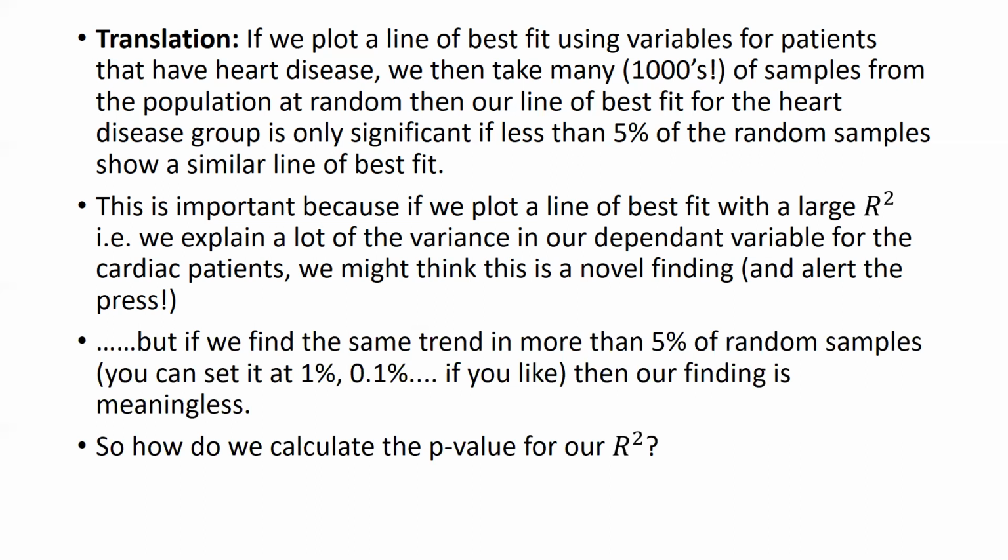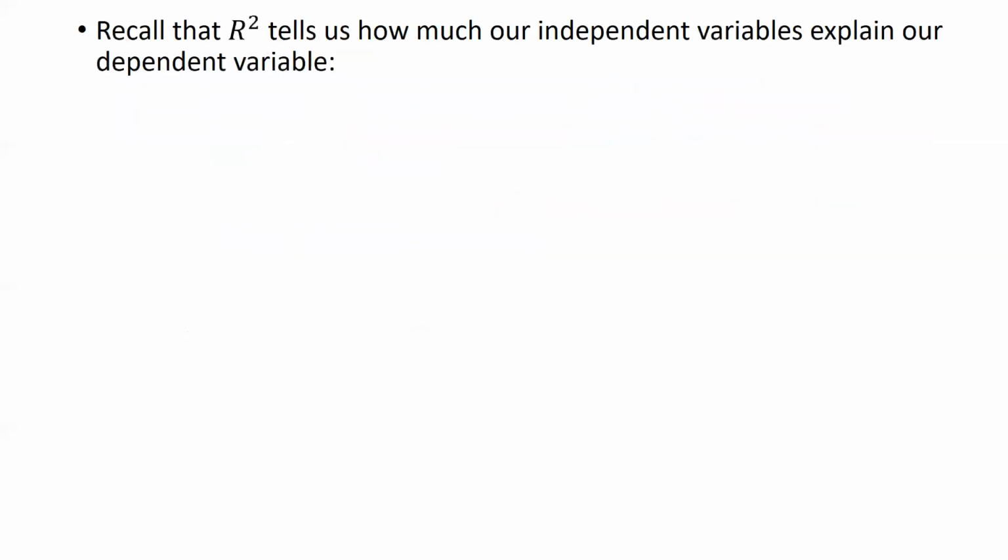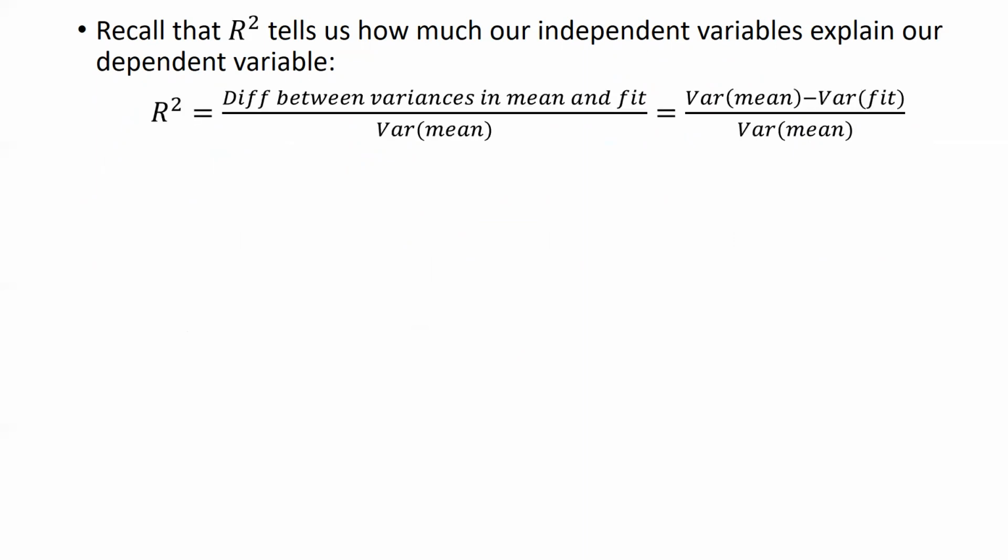So how do we calculate the p-value for our R squared? We know R squared tells us how much of the variance in the dependent variable is explained by our independent variables. So remember this: R squared is the difference between variances in the mean, SS mean, and SS fit, divided by the variance in the mean.